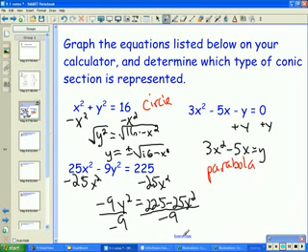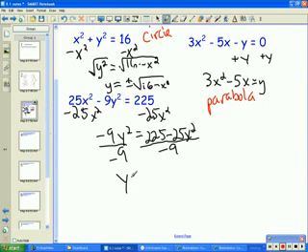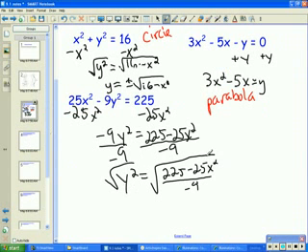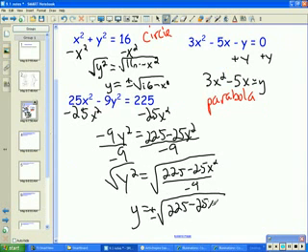And then we end up with y squared equals 225 minus 25x squared all over negative 9. And then we square root both sides, and we end up with y equals plus or minus the square root of all this stuff, 225 minus 25x squared all over negative 9. Okay, let's type that in.